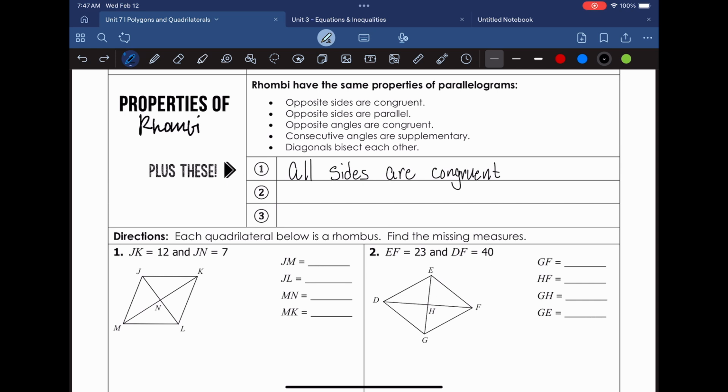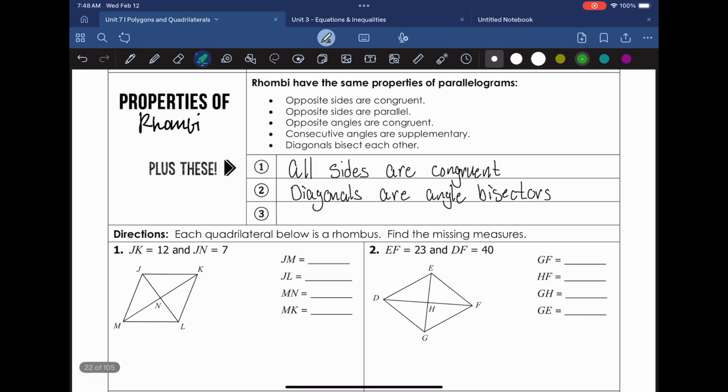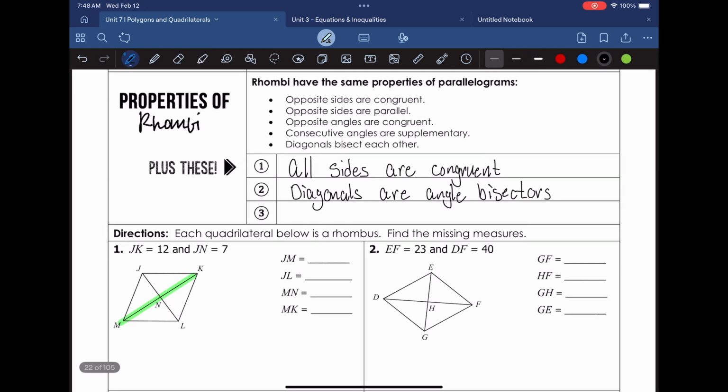The thing that we get, though, when we take all the sides of a parallelogram and make them all the same length, is that the diagonals are angle bisectors. What that means is that this diagonal is going to come on up and cut this angle in half, which means that now you've got two congruent angles right there.